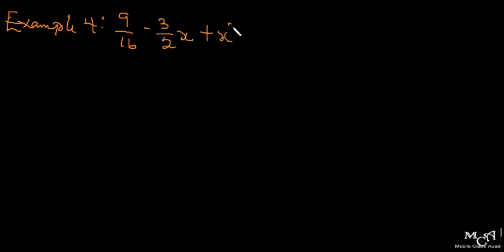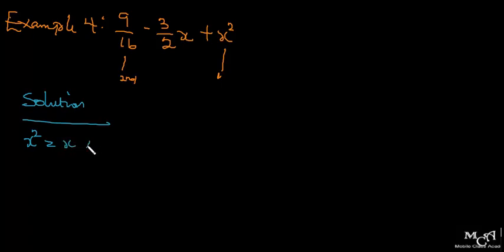Now let's look at another example before we call it a day. Example 4. What's our example 4? 9 over 16 minus 3 over 2x plus x squared. This is our first term, right? This is our second term, right? Now, what is our solution? Our first term is x squared. Break it down. We have x in two places, x times x, right? So our second term, what do we have? We have 9 over 16, which equals 3 squared over 4 squared, which gives us 3 over 4 squared.